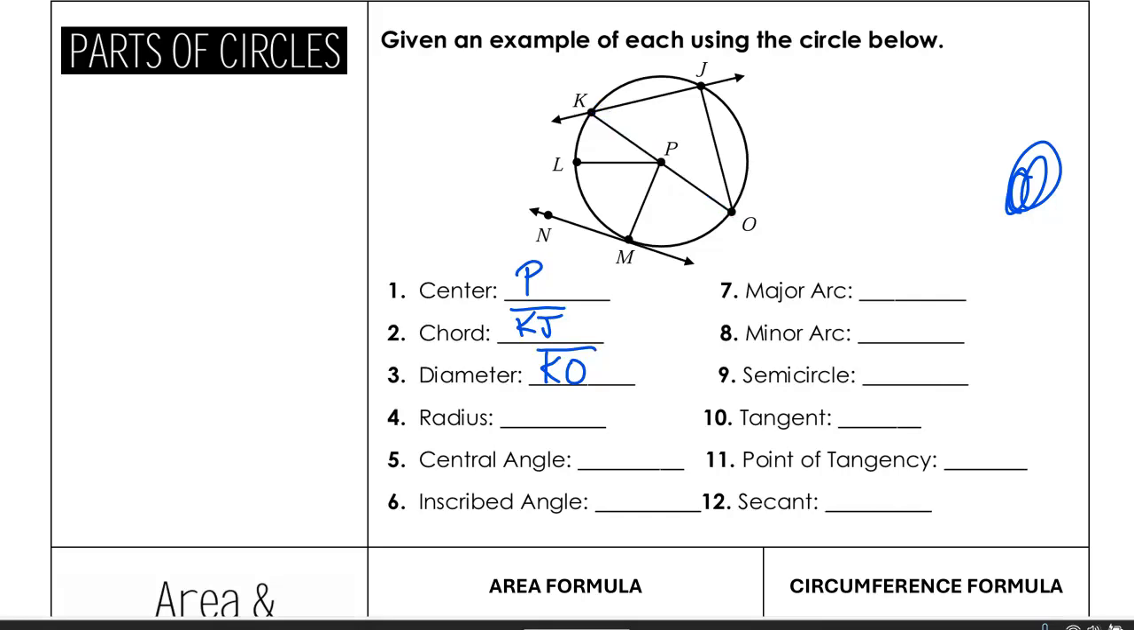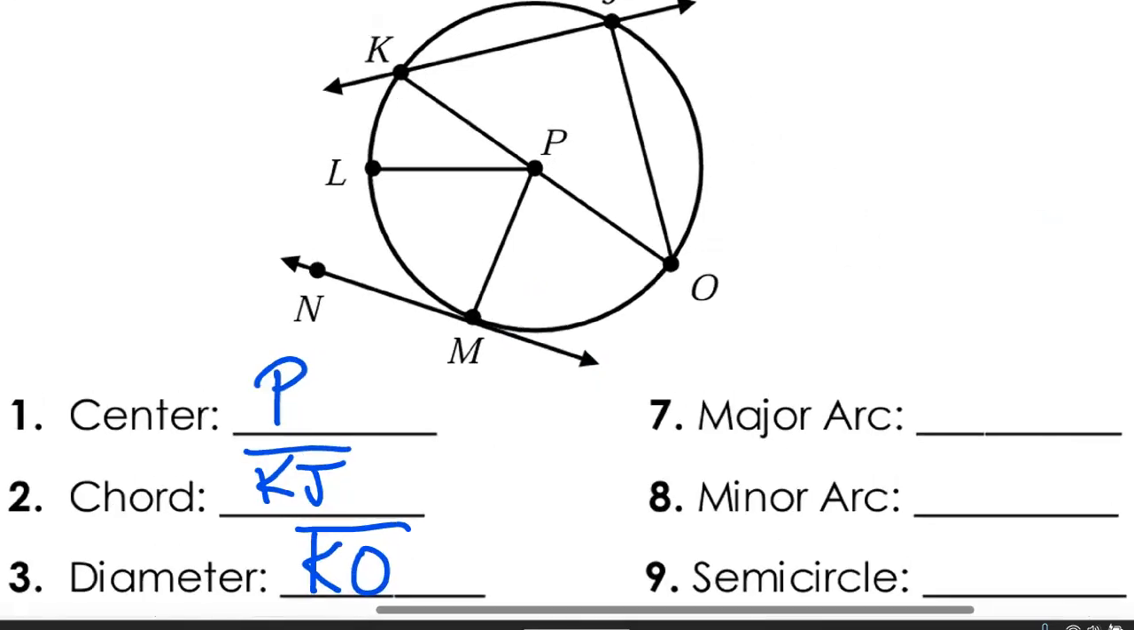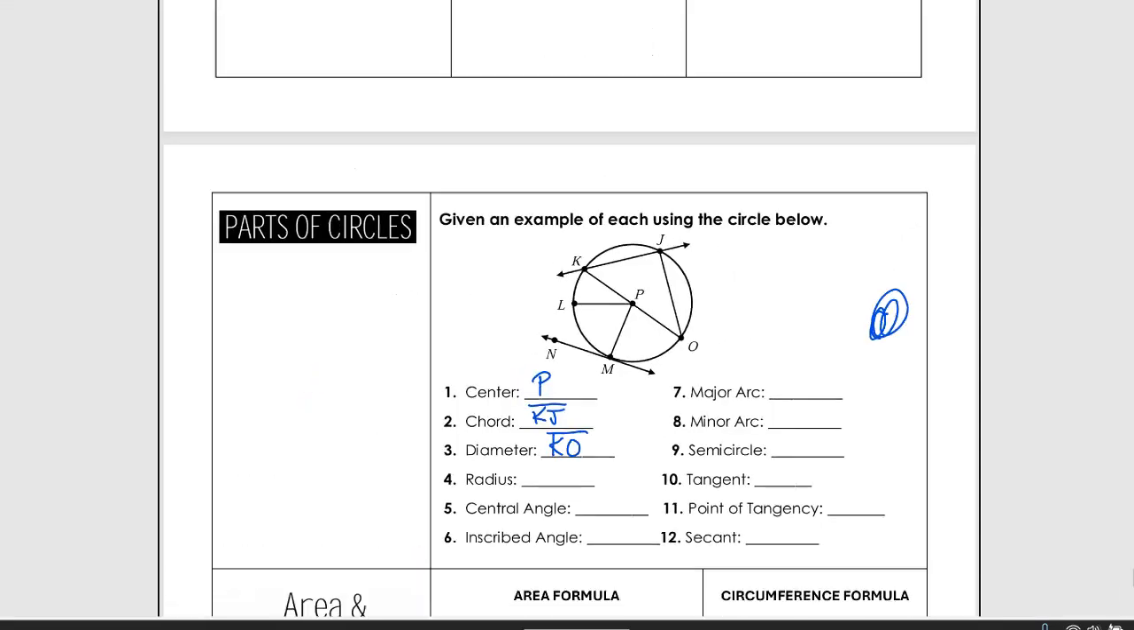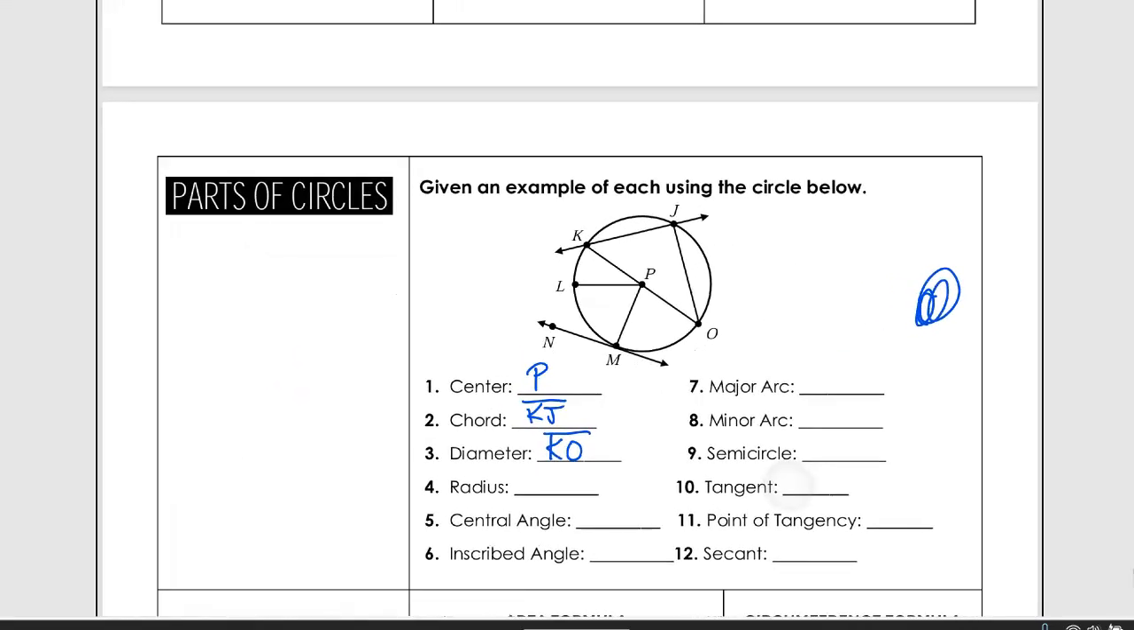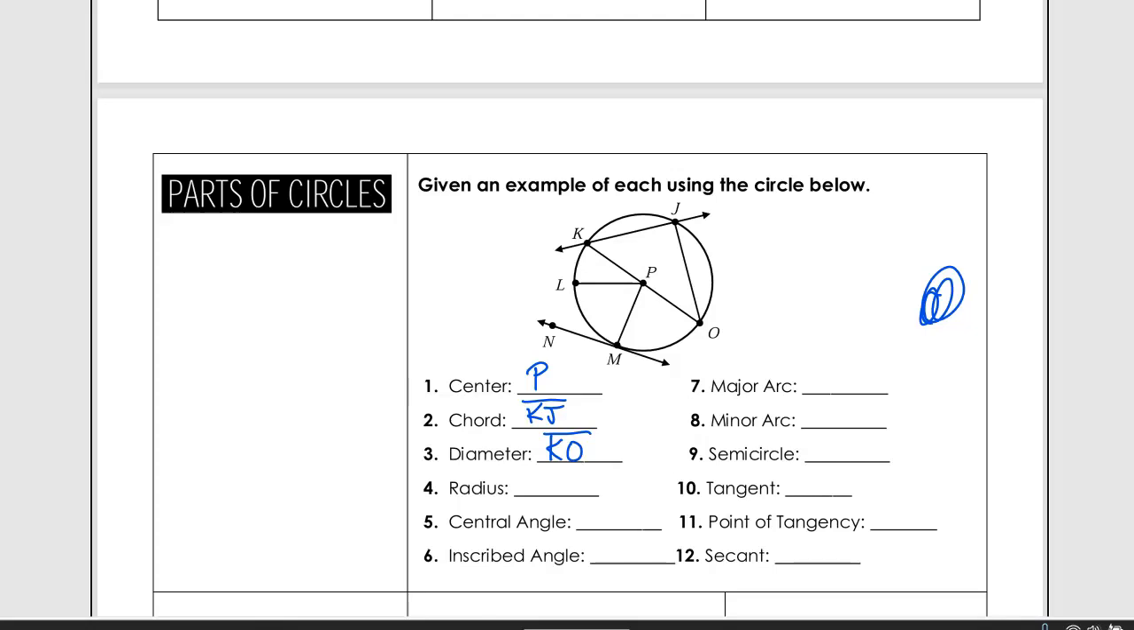All right, a radius. So we have a lot of radii here. So we have LP, we have PM, we have PO, we have KP. So we just pick one of those. I picked PL. And it is a line segment, so we're going to put a line over the top of it. All right, then number 5, we want to find a central angle.